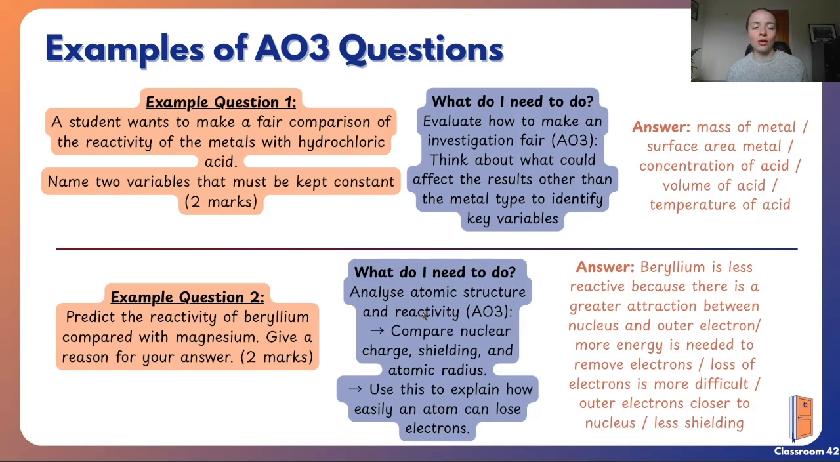But here's an example of an answer which would be 2 marks. So in this example answer here, I've said beryllium is less reactive because there is a greater attraction between the nucleus and the outer electrons. So for this one here, these four lines would be worth 2 marks in themselves, because I've predicted the reactivity compared with magnesium and I've given a justification. I only needed 1. I could have also said that more energy is needed to remove electrons, or the loss of electrons is more difficult, in another phrase. The outer electrons are closer to the nucleus in the magnesium, or there's less shielding.